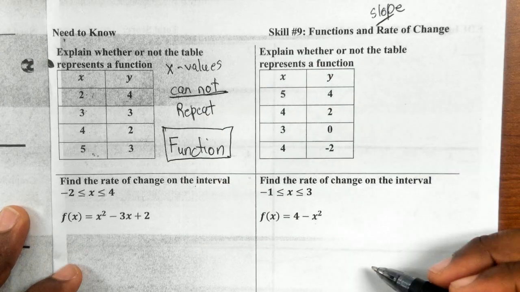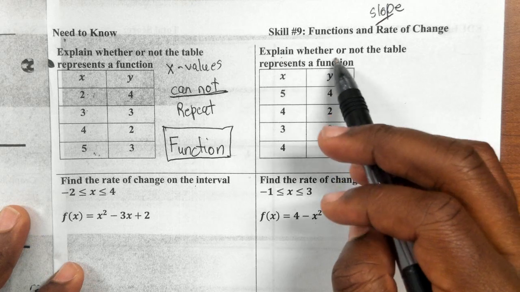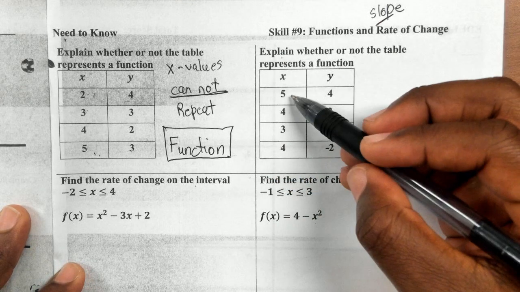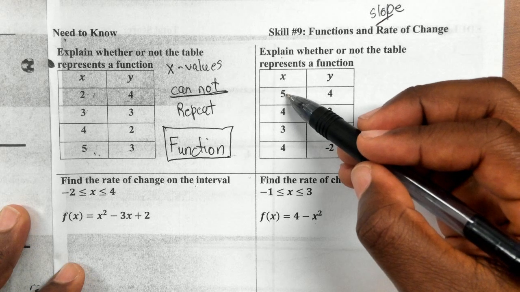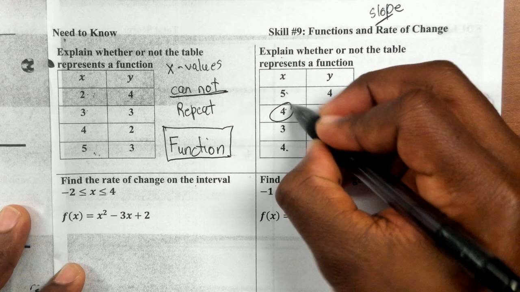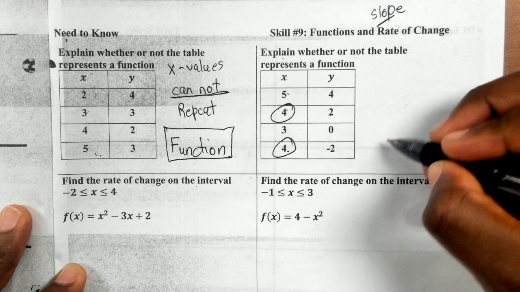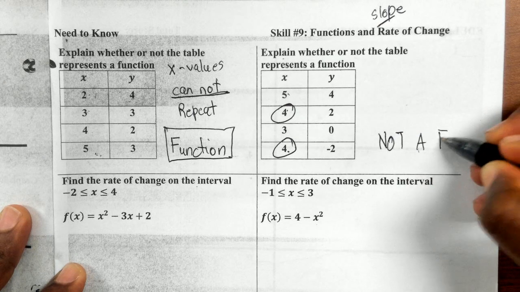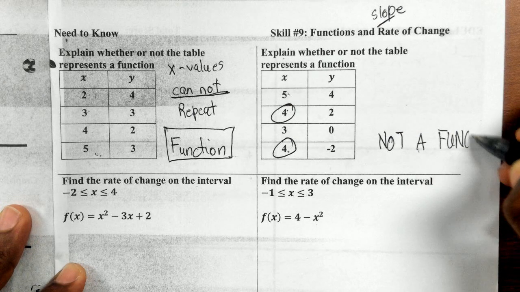Let's look at this one. It says again, explain whether or not the table represents a function. So again, we're looking if the x values repeat. Here we see 5, 4, 3, and another 4. Because we saw this 4 twice, that makes it not a function. Again guys, that's essentially the concept.